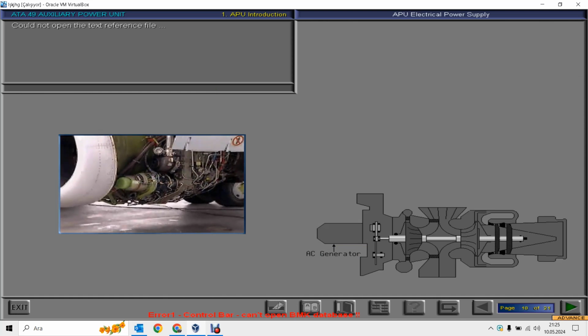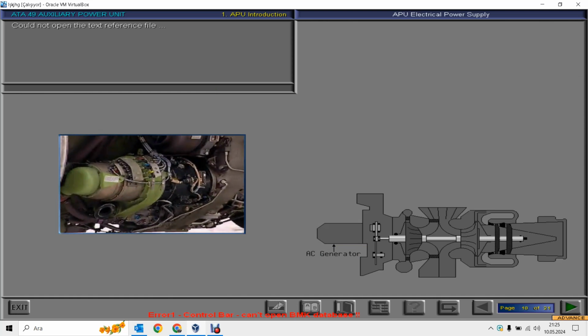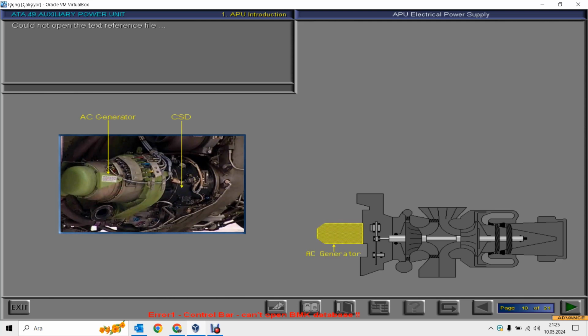Engine-driven generators need a constant speed drive to run at a fixed speed. APU generators do not need a constant speed drive because the APU is always controlled to a constant speed by the APU fuel control unit.